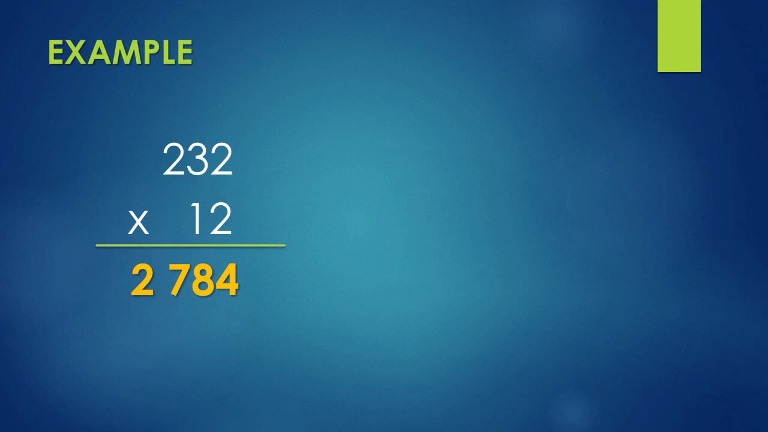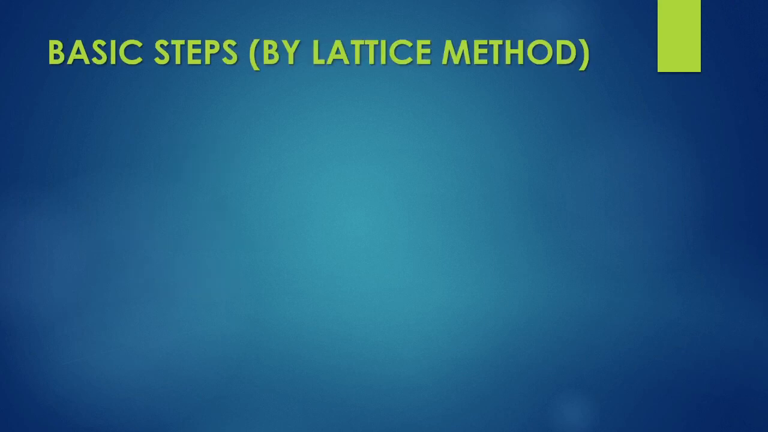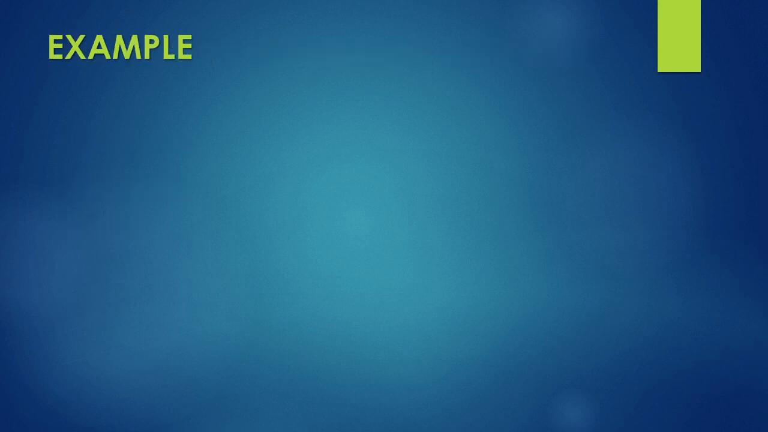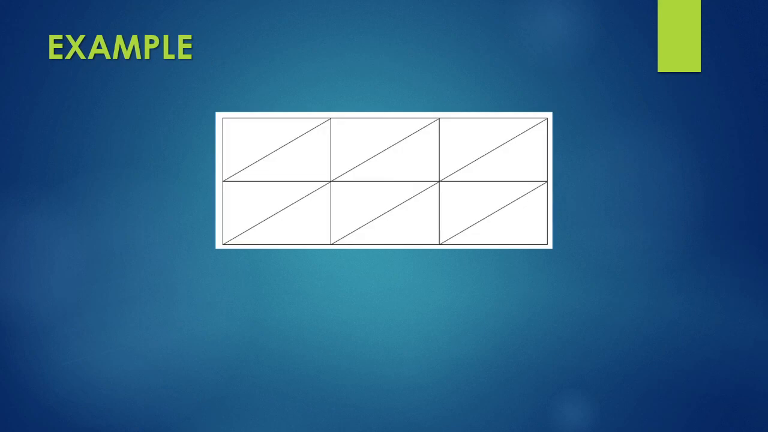So to continue, let us discuss another method, which is what we call the lattice method. These are the basic steps in the lattice method. First, you have to prepare the table, then multiply, and after multiplying, you're going to add the products. How are we going to do that? For example, first is to prepare the table. Let's say we have still 232 times 12.